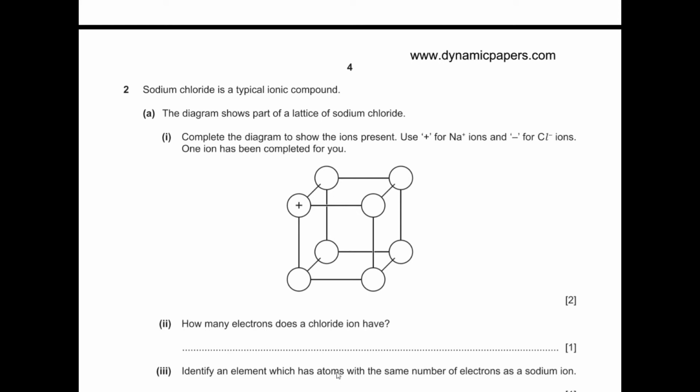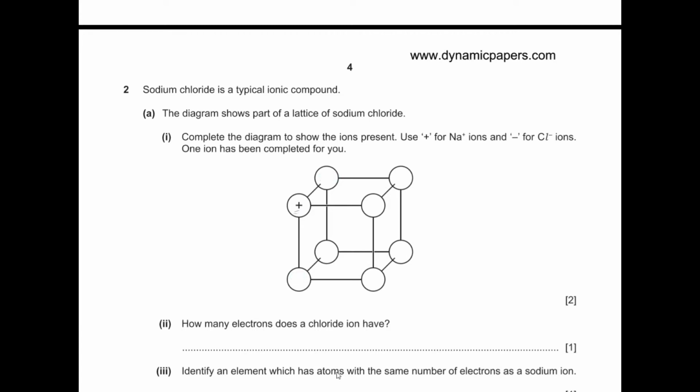Question 2. Sodium chloride is a typical ionic compound. A. The diagram shows part of a lattice of sodium chloride. Complete the diagram to show the ions present. Use plus for Na+ ions and minus for Cl- ions. One ion has been completed for you.